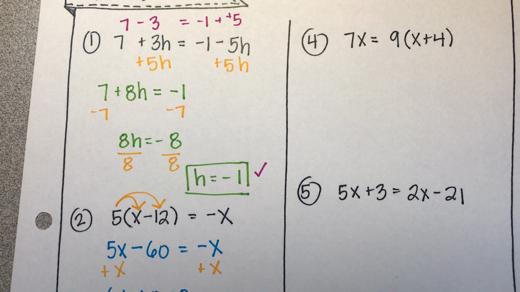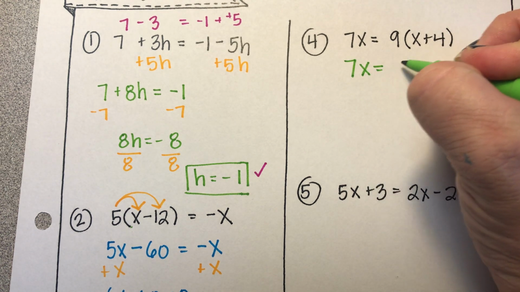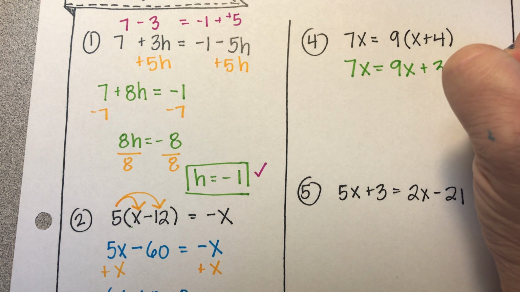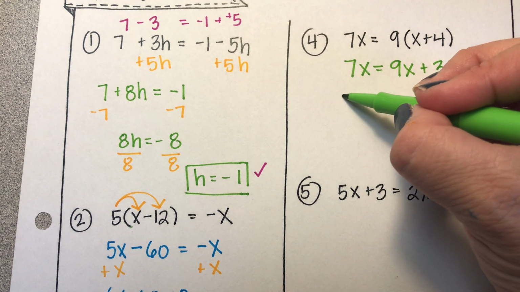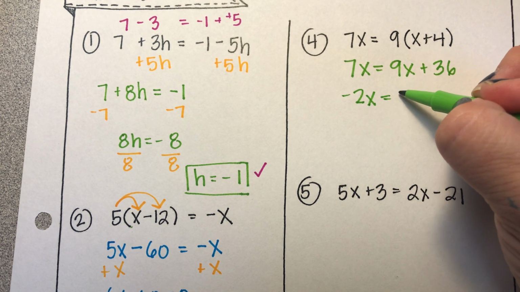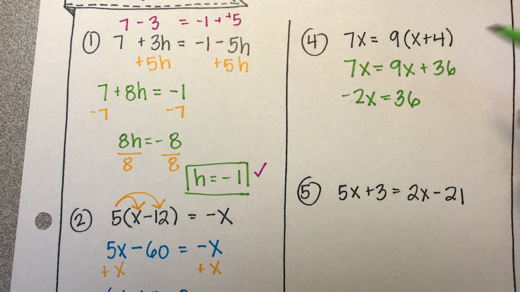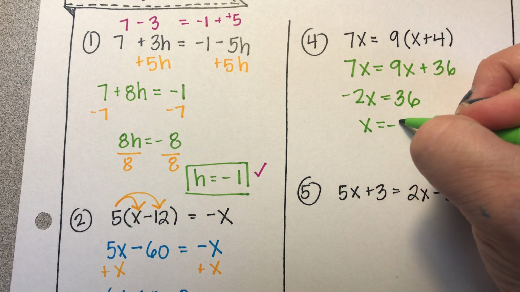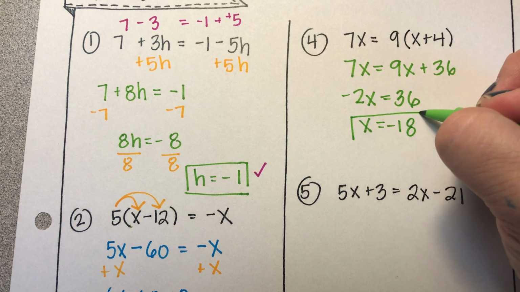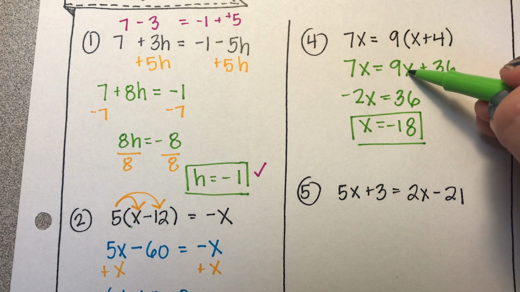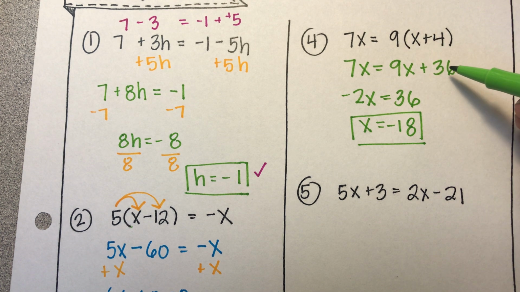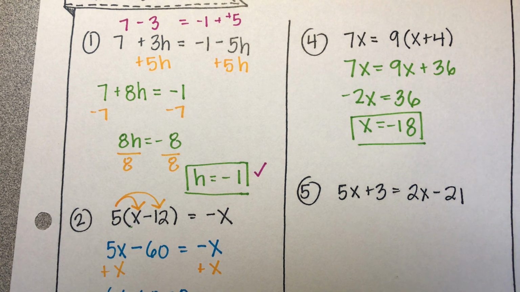Okay, on number 4, the first thing you should have done is the distributive property. So 7x equals 9x plus 36. Then we would have subtracted 9x's from both sides to get negative 2x is 36, and then divided both sides by negative 2 to get x equals negative 18. 9 times x is 9x, 9 times 4 is 36. Subtract 9x from both sides, divide both sides by negative 2.